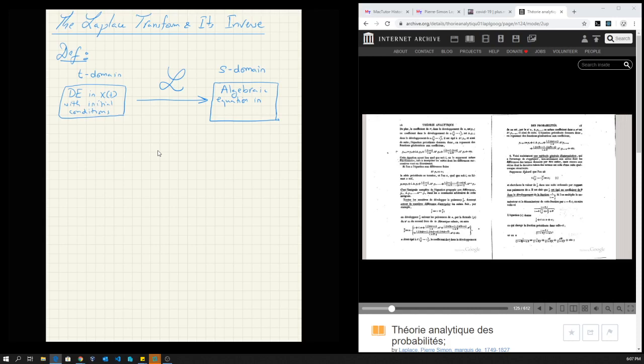Okay. So the algebraic equation is going to be an equation in X capital. Now there's a couple things here, conventions I need to get you used to. We use little x, we use lowercase letters when the function is a function of time, but when it gets transformed to a function of s, we use a capital letter. So that little x of t becomes capital X of little s.